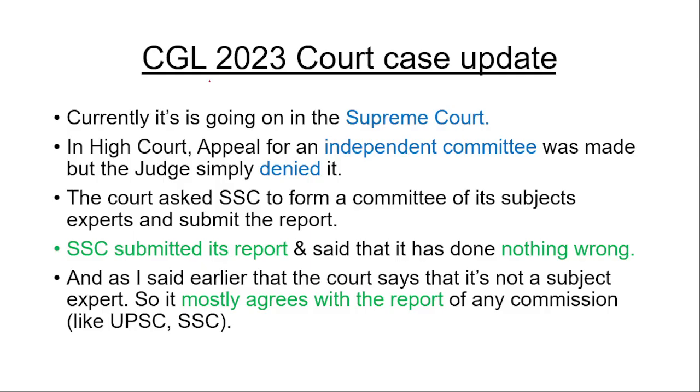Now let's see the CGL 2023 court case updates. Currently it is going on in the Supreme Court, right? Now what happened in the High Court is, of course, an appeal was made for an independent committee, but the judge simply denied it. Then the court asked the SSC to form a committee of its subject experts and submit the report. SSC submitted the report and said that nothing is wrong, all the questions are correct.